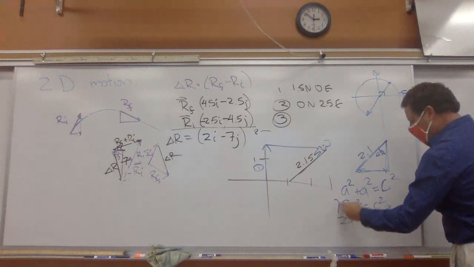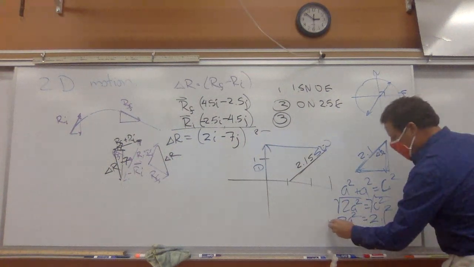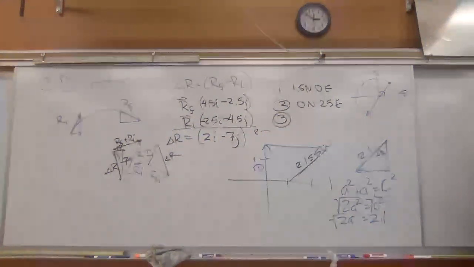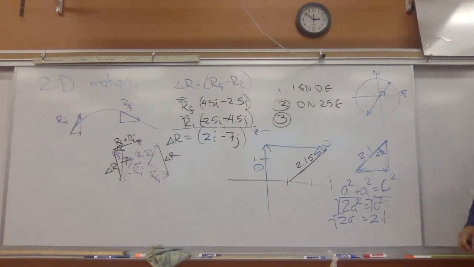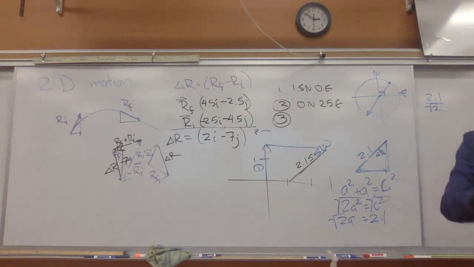Actually, we can just take the square root of everything, and then we get the square root of 2 times a is going to be 2.1. So 2.1 divided by the square root of 2 is going to be 1.48.